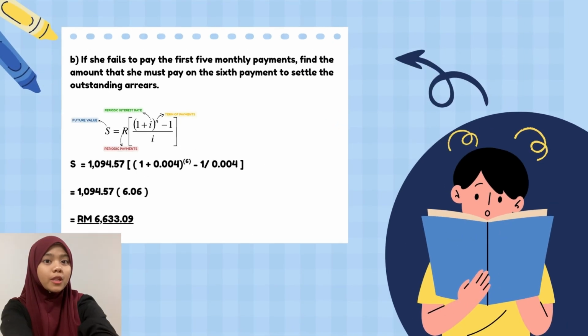So for question 2B, if she fails to pay the first 5 monthly payments, find the amount that she must pay on the 6th payment to settle the outstanding arrears. So the formula we have to use is S equals to R in bracket 1 plus I to the power of N minus 1 over I and close the bracket. Then insert all the information to the formula, and the final answer is RM 6,633.09.